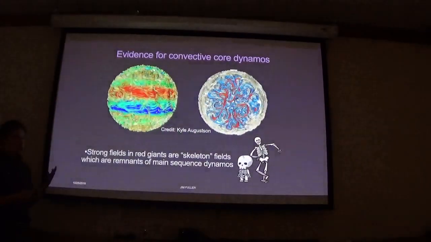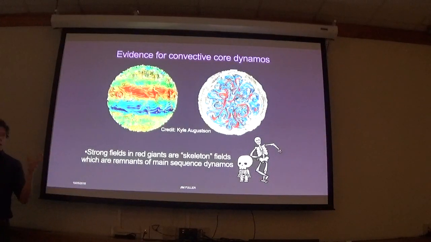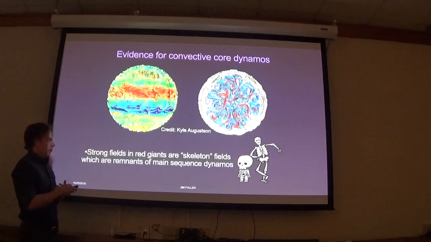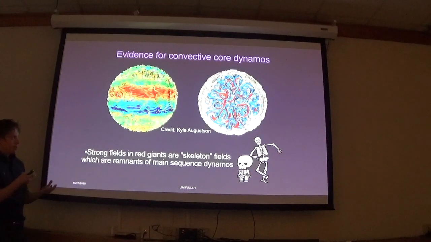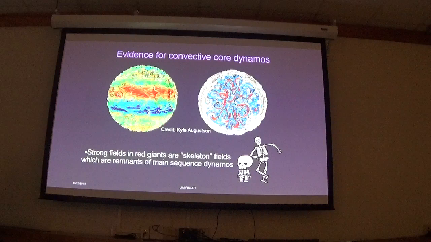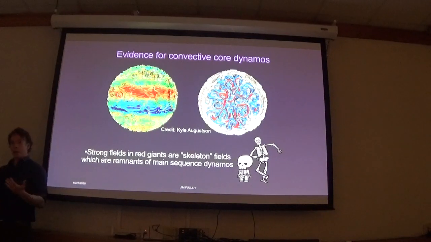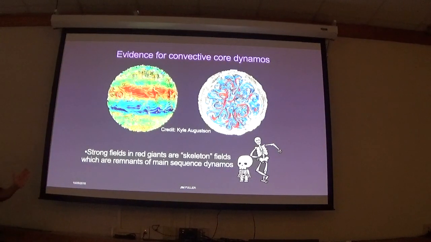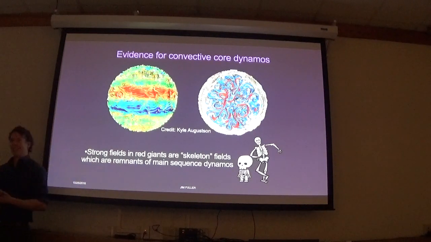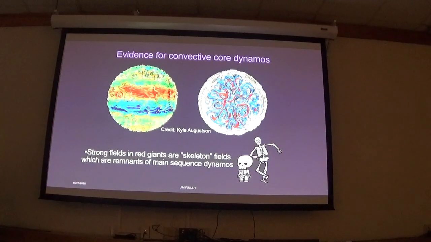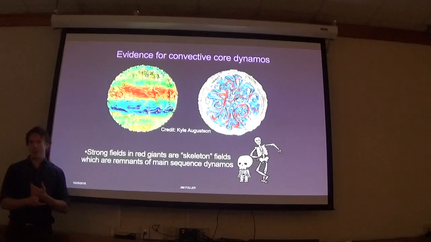Okay, so what we think is the origin of these magnetic fields is a convective core dynamo that operated during the main sequence evolution in the progenitors of these red giants. And there's been lots of theories, for instance, the simulation by Claude Augustin, which show that you can have powerful magnetic dynamos in these core convective regions of these stars. The implication of this work is that the magnetic fields are able to survive into later phases of stellar evolution, even after the convection disappears. So I like to call these skeleton fields, as opposed to fossil fields. They're fields that were produced during the main sequence life of the star and have been able to survive into the post-main sequence.